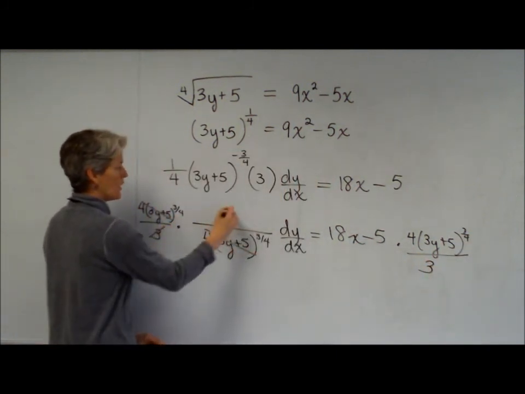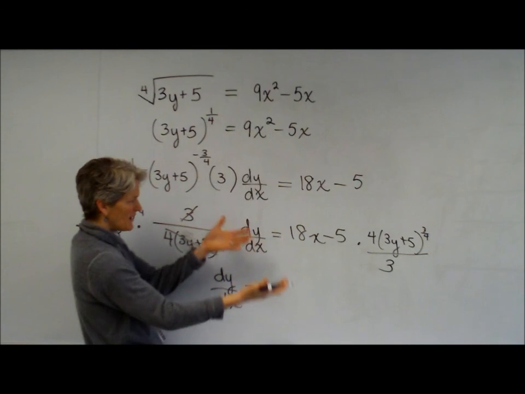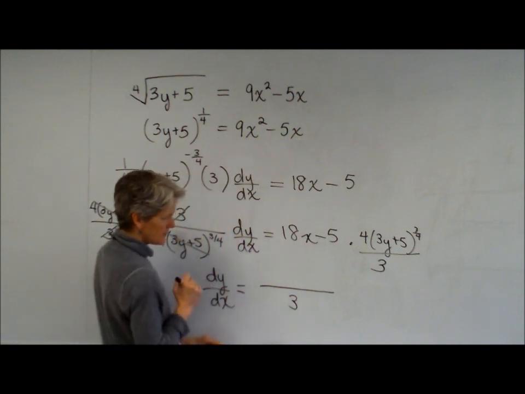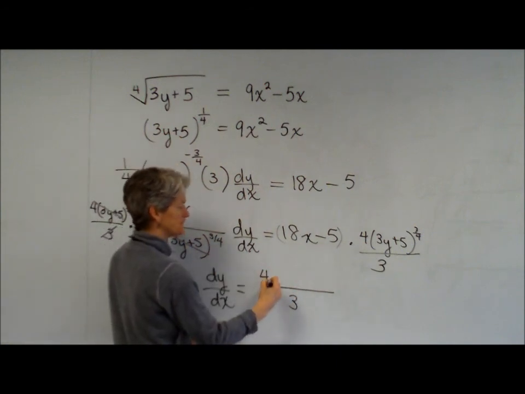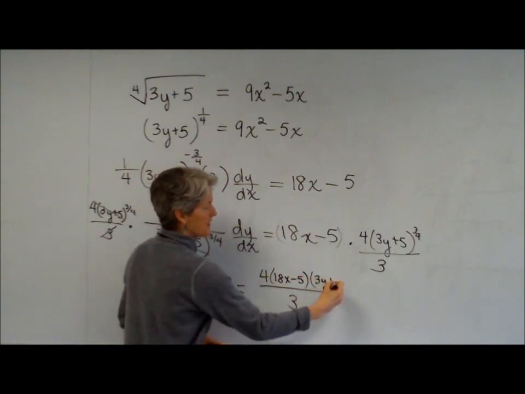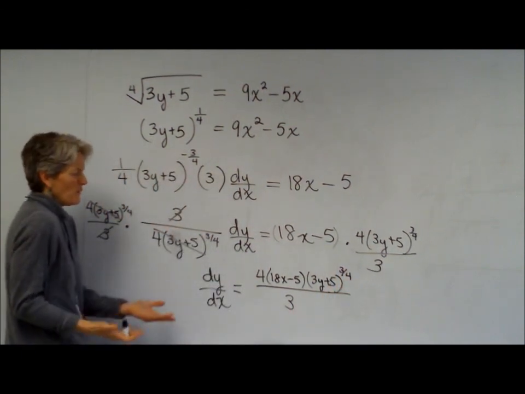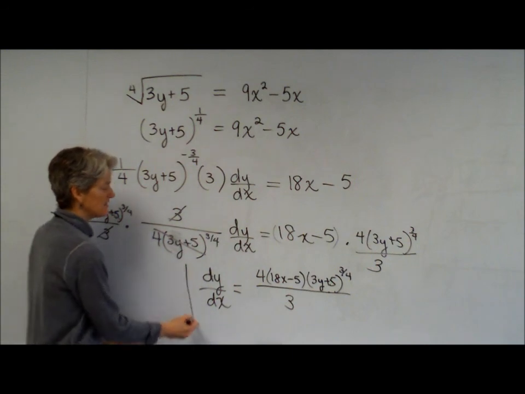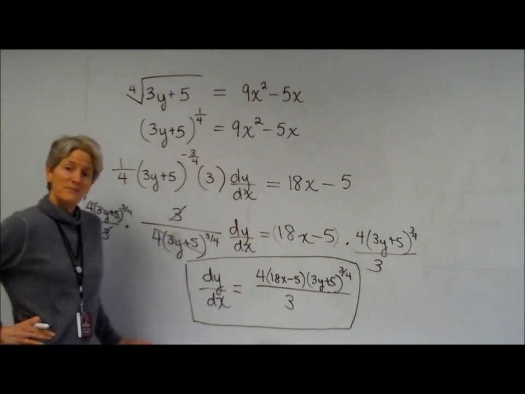Okay, so this gives me a 1 dy/dx, which is exactly what I wanted. And here, let's just keep track of what's upstairs in the numerator, what's downstairs in the denominator. Looks like 3 is downstairs. You have to think of that whole thing being multiplied, right? So I've got the 4 times (18x minus 5) times (3y plus 5) to the 3/4. Now if I wanted to, I could distribute that 4, but there's no reason to, really. In this context, we would consider that simplified. I don't think there's anything I can divide, so I'm done. I think you're done. There's my derivative.